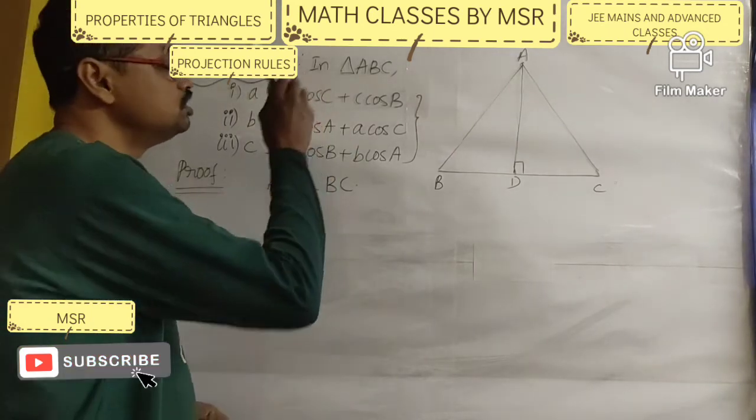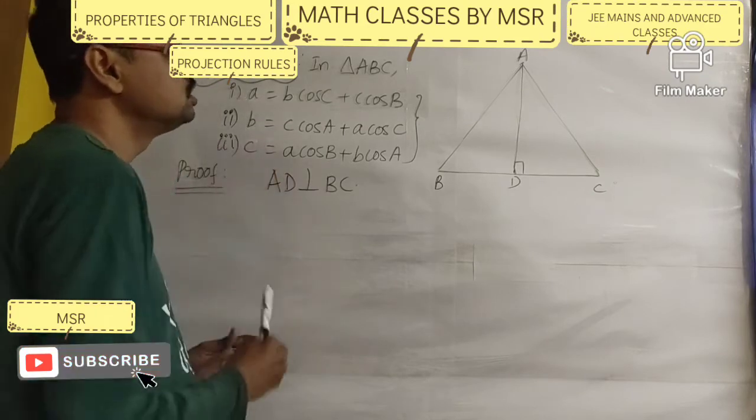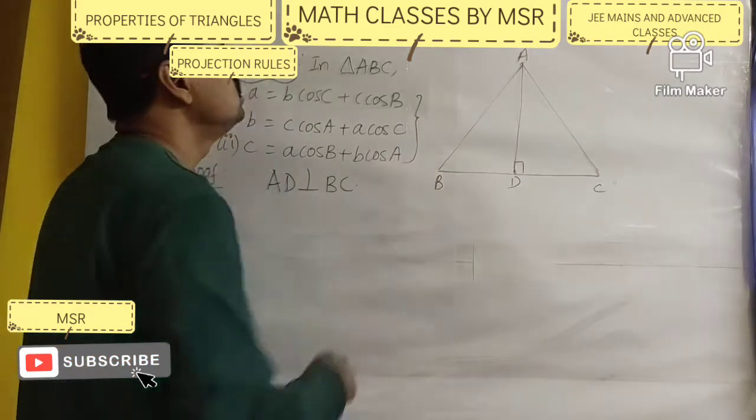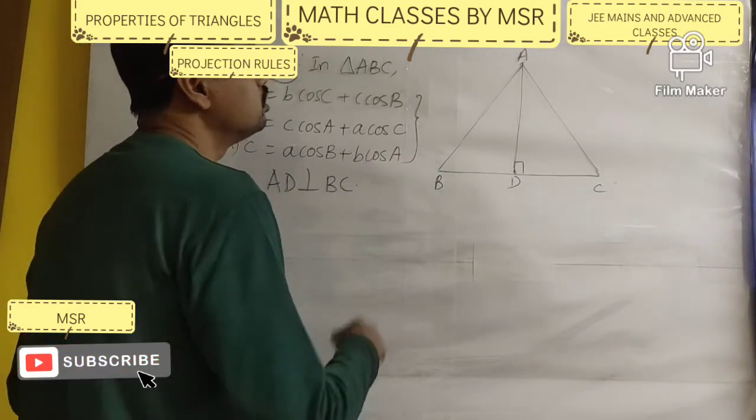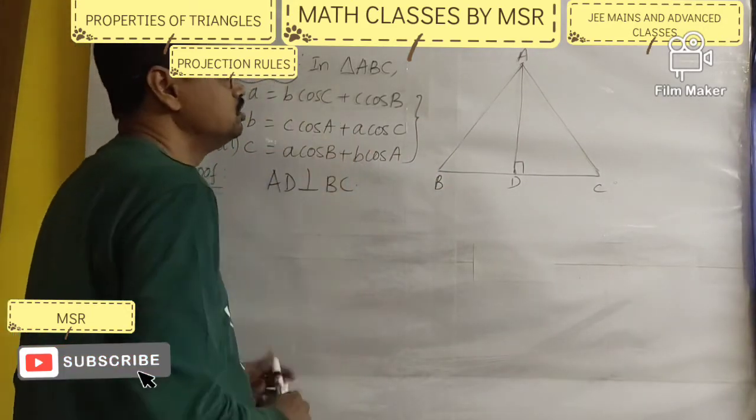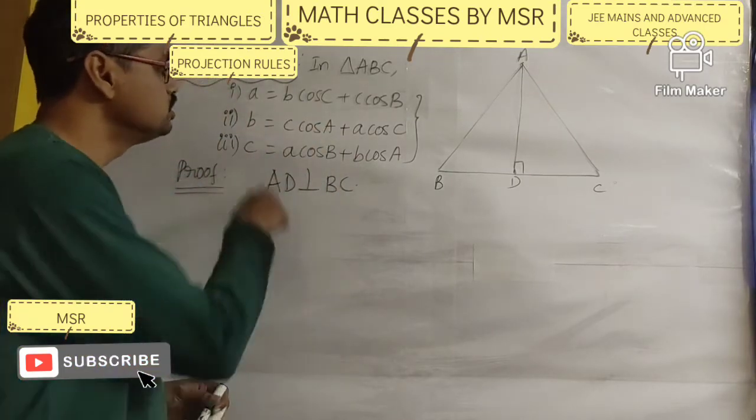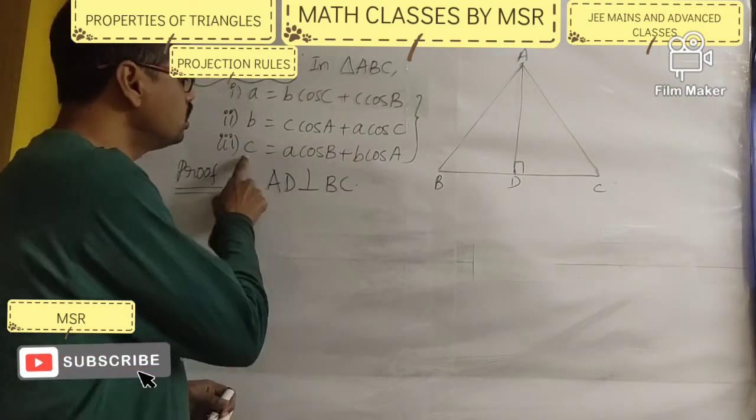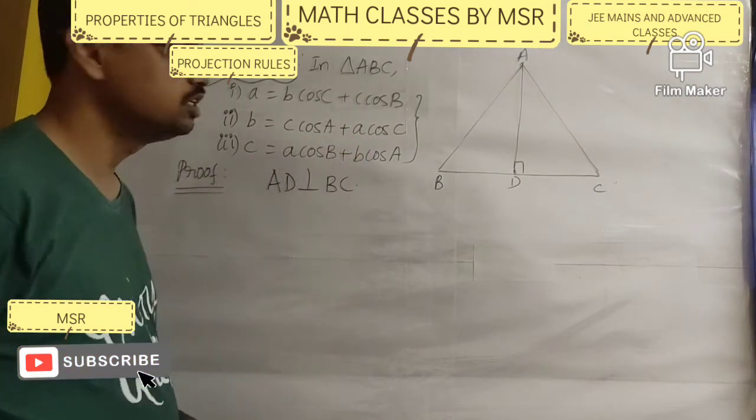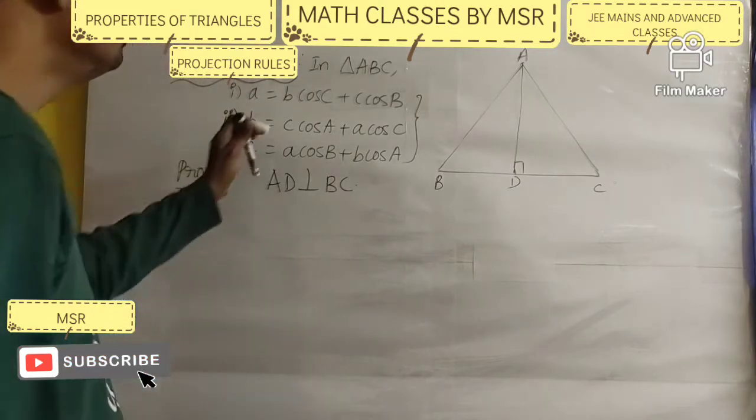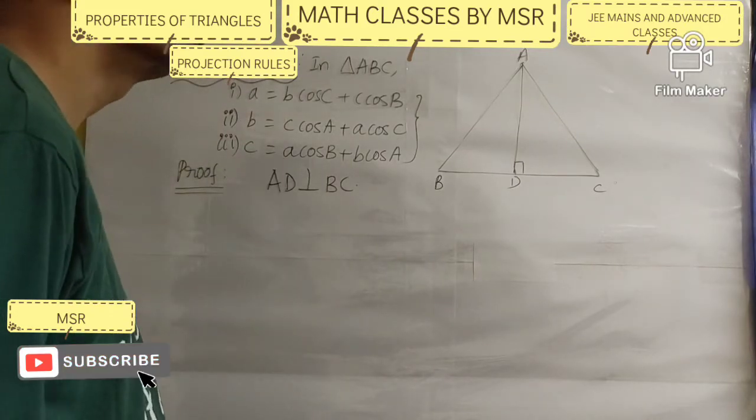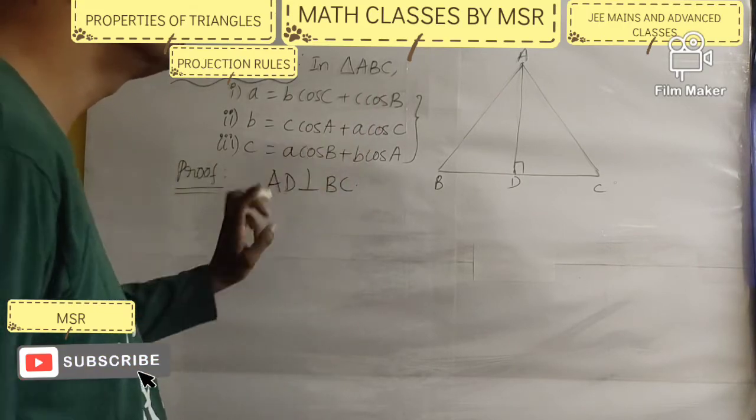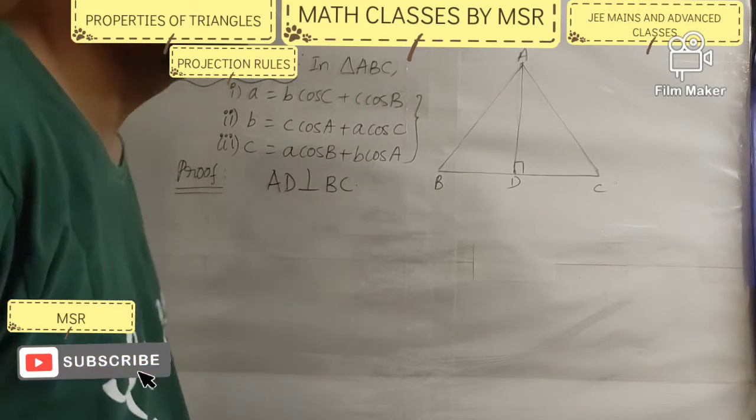In any triangle ABC, a is the length of BC. Length of BC is equal to b cos C plus c cos B, in terms of b and c. And length of b is equal to c cos A plus a cos C, whereas c is equal to a cos B plus b cos A. Now, how to prove these three rules? So, a is b cos C plus c cos B, b is c cos A plus a cos C, c is a cos B plus b cos A.